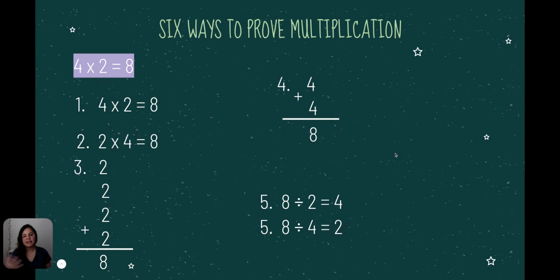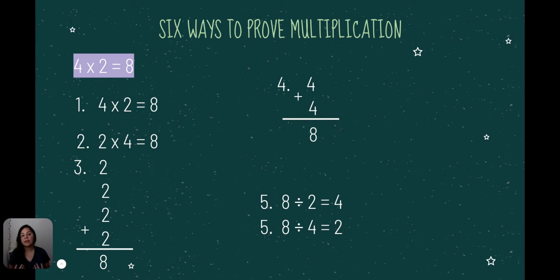So for our next example, it says 4 times 2 equals 8. And we're going to show 6 ways of proving this multiplication problem. So for our number 1, it's as before, we're just copying down that question. So 4 times 2 equals 8. For number 2, we're flipping it. So it's 2 times 4 equals 8.